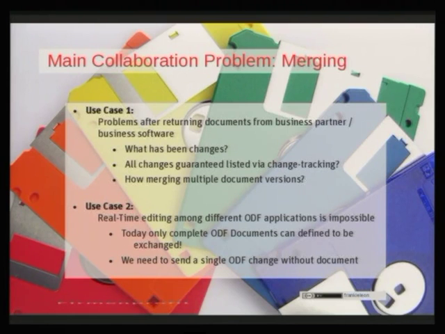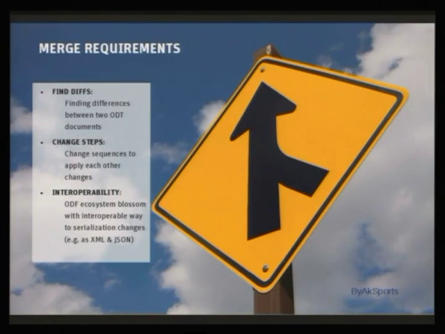So what are the requirements of a merge? A merge is very, very similar to software, and there are parallels. You have to know what's the difference. You find out the diff, as it's called. When you want to merge together, you have to know how you get from this document A to document B, or to the version AB, right? What are the steps? And I would like to decide on each step, do I like to take it over or not? And the last thing, of course, which is lacking the most, is interoperability.